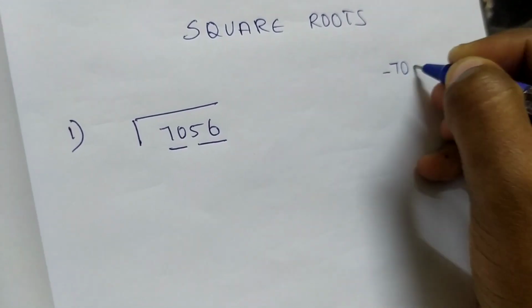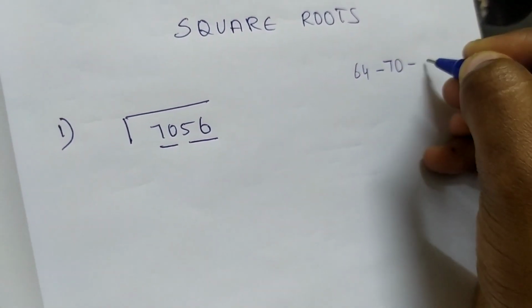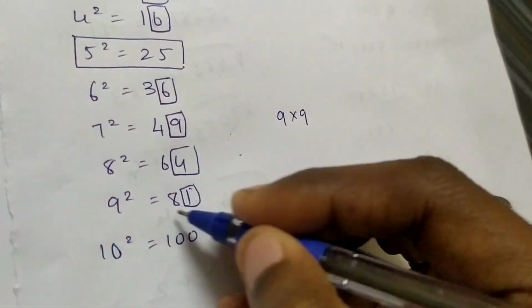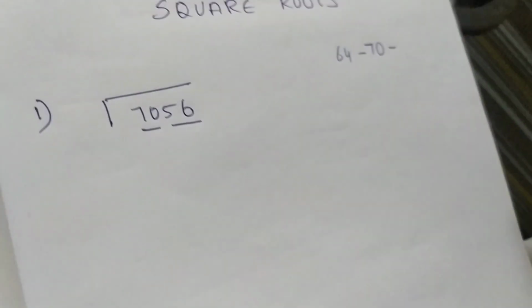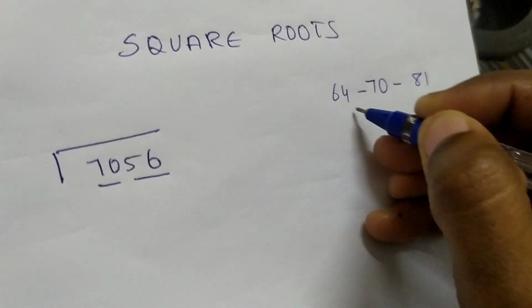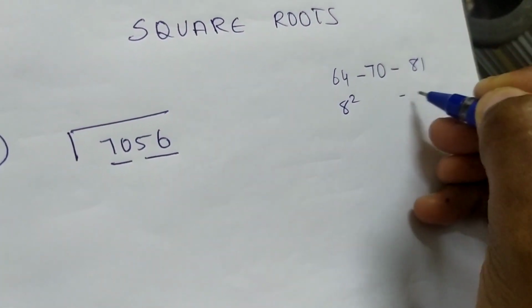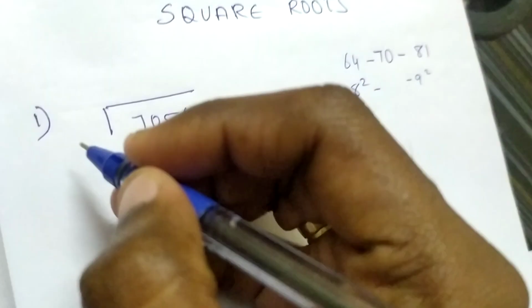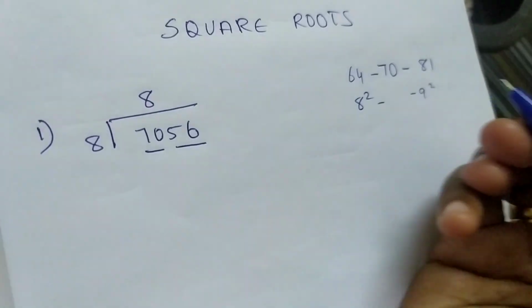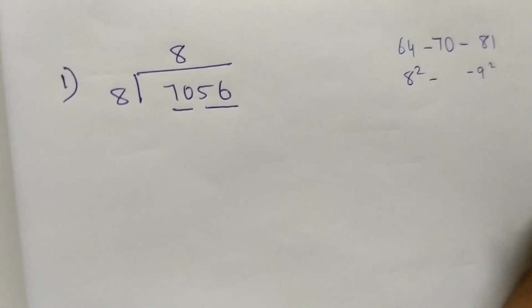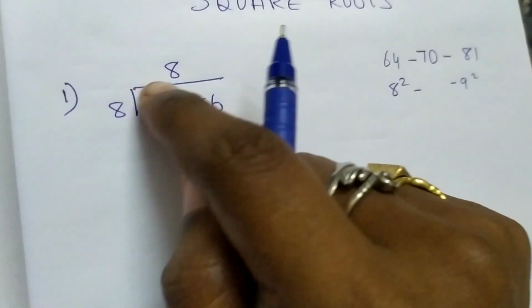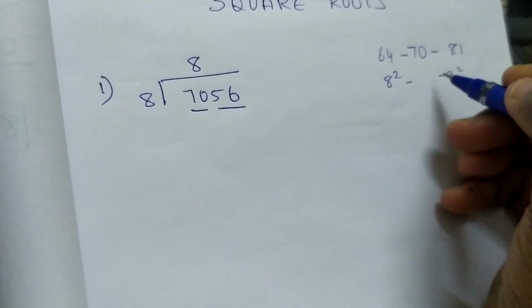So 70 lies between 64 and 81, right? So 64 and 81, which is smallest? 8 square, and this is 9 square. So 8 square is the smallest number, therefore you have to put 8 here. Can you understand? So what I did is, I'm just taking the two digits from the last. I'm just keeping this 70 here.